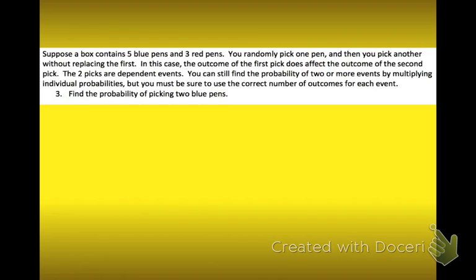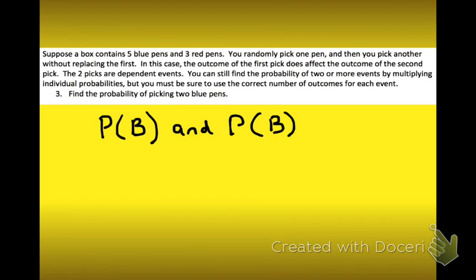Now, that can get even a little more complicated. So if we have a box that has 5 blue pens and 3 red pens, and we pick one and then pick another one without replacing the first, it changes the probability of that second event. When you spin the spinner, you're not removing any sections, so it doesn't change the probability of any section. However, here, if we want to look at the probability of picking 2 things without replacing one of them, it changes the probabilities. So we want the probability of picking a blue and the probability of picking a second blue.